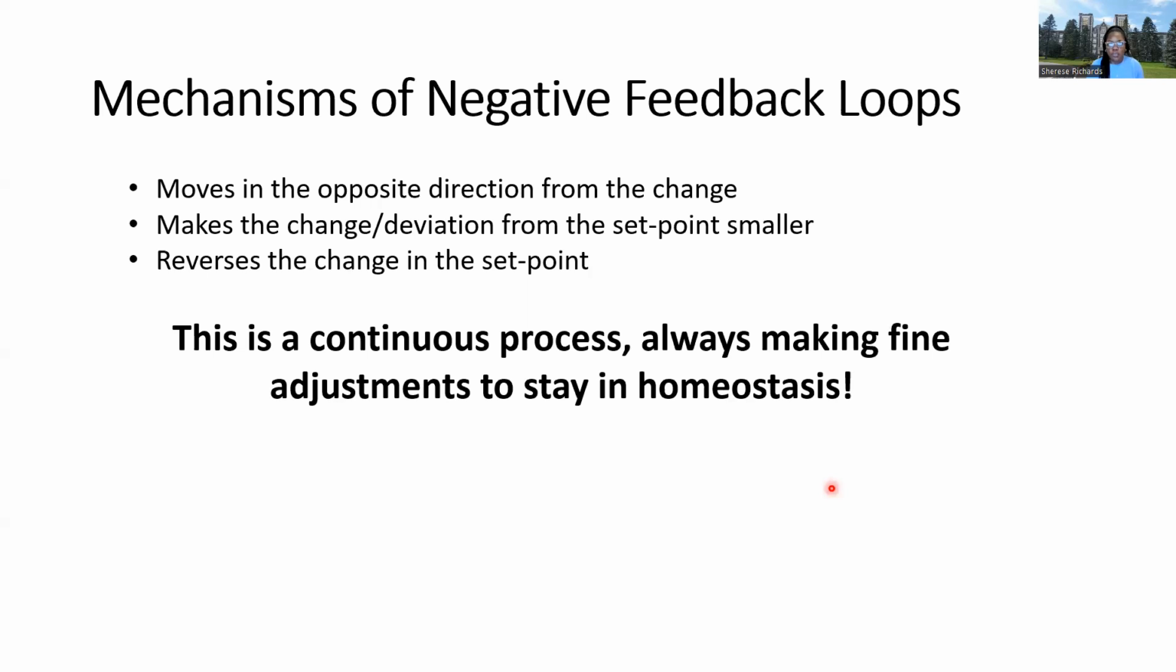And again here, just reiterating this idea, this is a continuous ongoing process. We're always making fine-tuned adjustments in order to maintain homeostasis. So negative feedback loops are crucial to homeostasis because they not only monitor the regulated variables to make sure that they aren't changing, or if they are changing, bring about the corrective response to reverse that change away from set point.